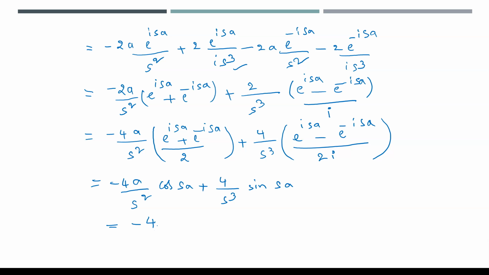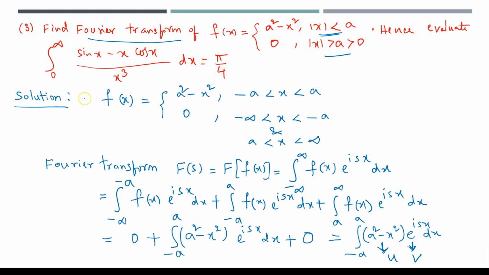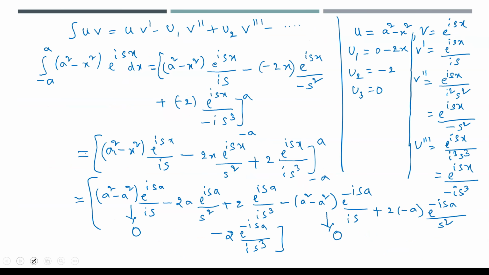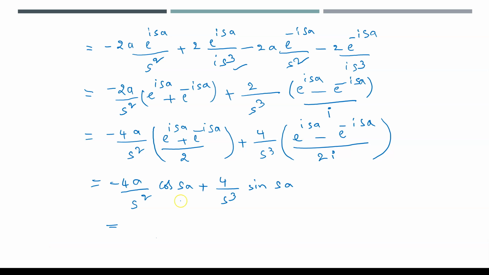Now if you take minus 4 by s cube outside, take this common term according to the given solution. That means what is asked here is that we have to evaluate this integral, sin x minus x cos x. So here take minus 4a upon s cube common. Then what do you get here? Here s cos sa minus a sin sa.